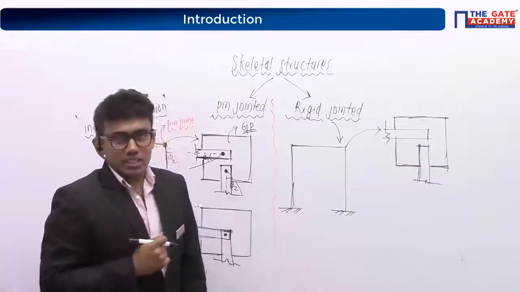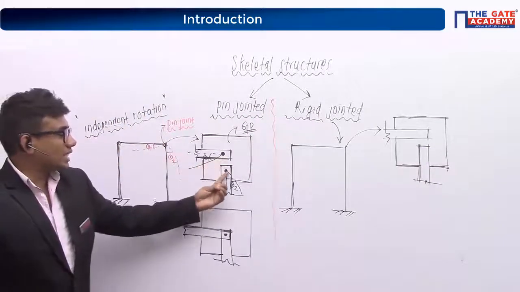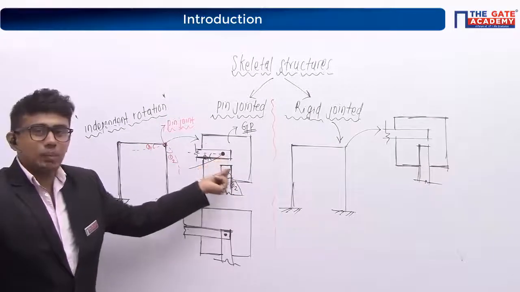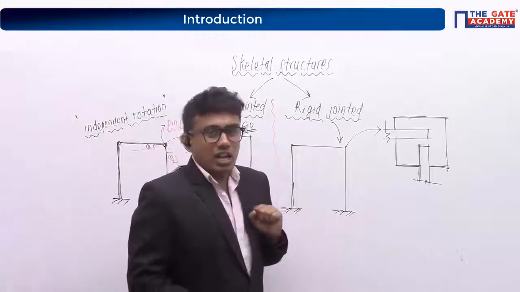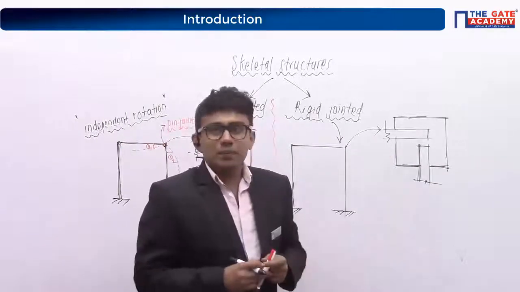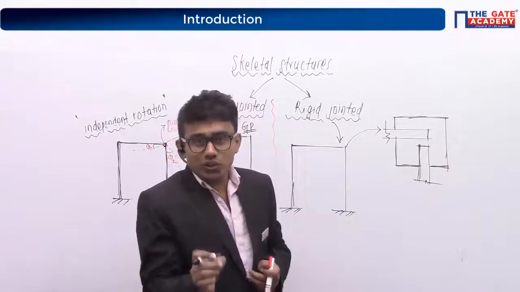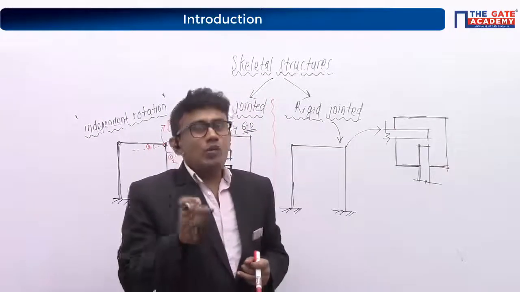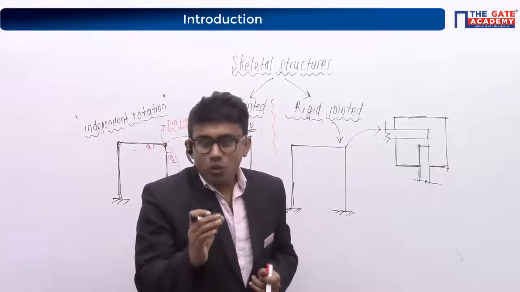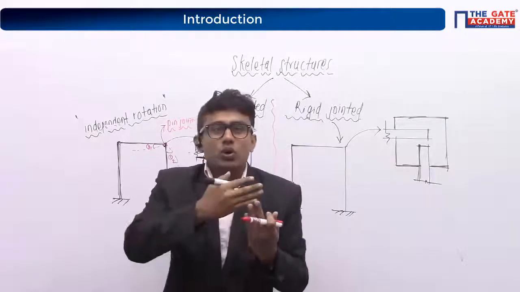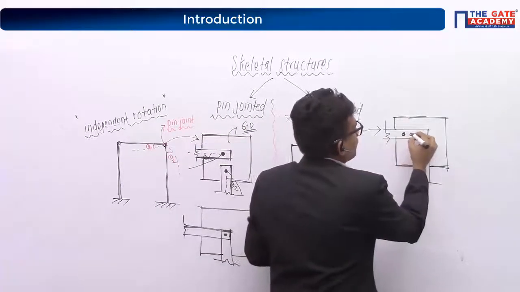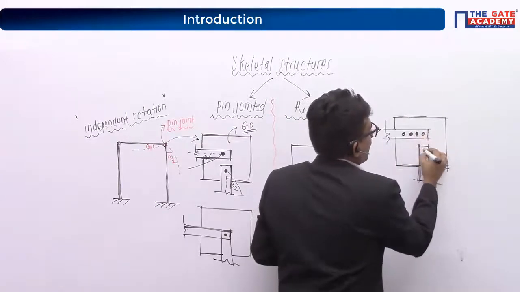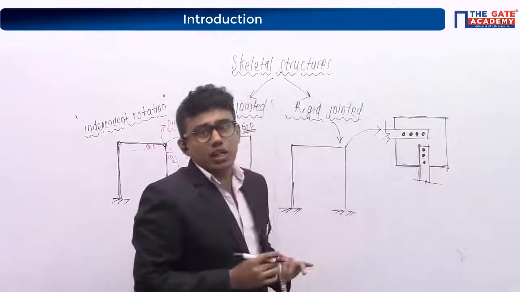Here the difference is, here the members were connected to the gusset plate by using a single pin, or single rivet, or single bolt. Then tell me, in a rigid jointed connection, how will the connection be? Yes, we will be using more than one rivet, or more than one bolt, or welding will be preferred for connecting the members to the gusset plate.